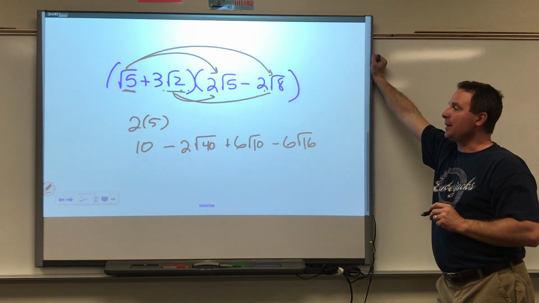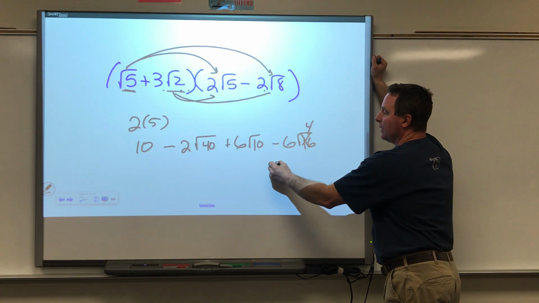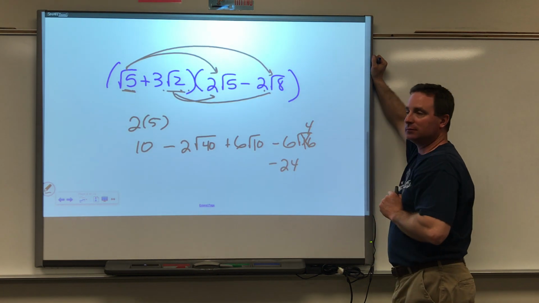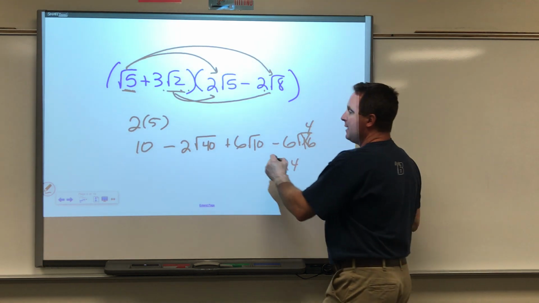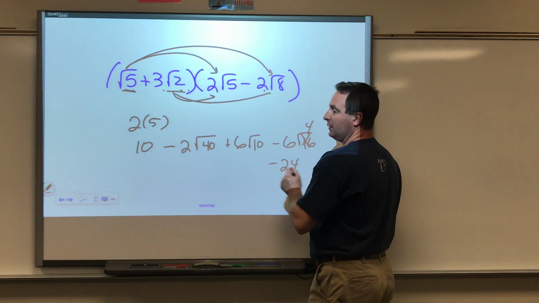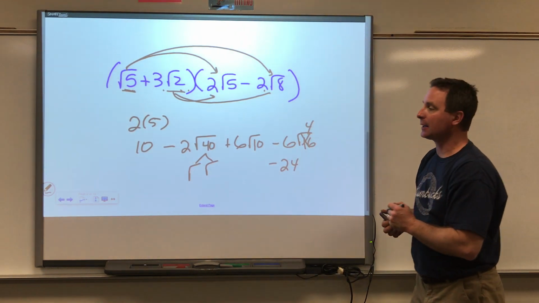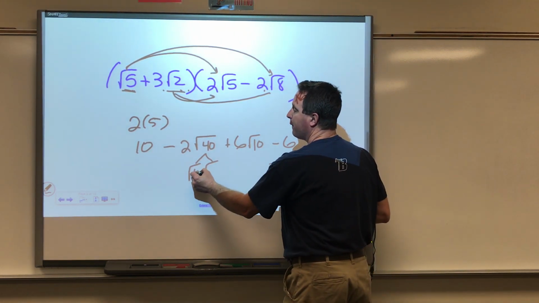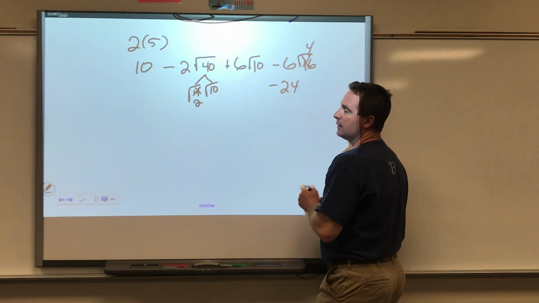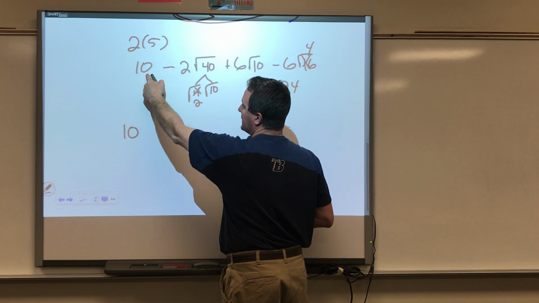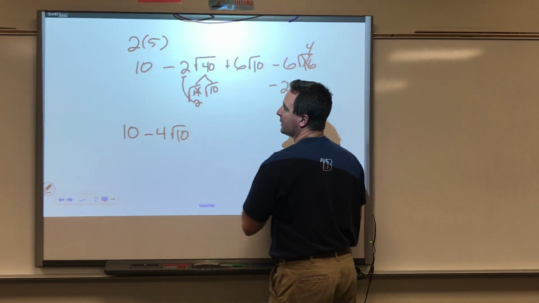Well, you may notice something about the square root of 16. The square root of 16 is 4. So this whole one just turns into a minus 24. 6 times 4 is 24. Okay? 10 can't be simplified at all, but 40 can. Again, I'm going to go back and try and simplify my radicals. 40 can be 4 and 10. The square root of 4 is 2. Okay, so what I have all together here is I have my 10. 2 times 2 is minus 4 square roots of 10.